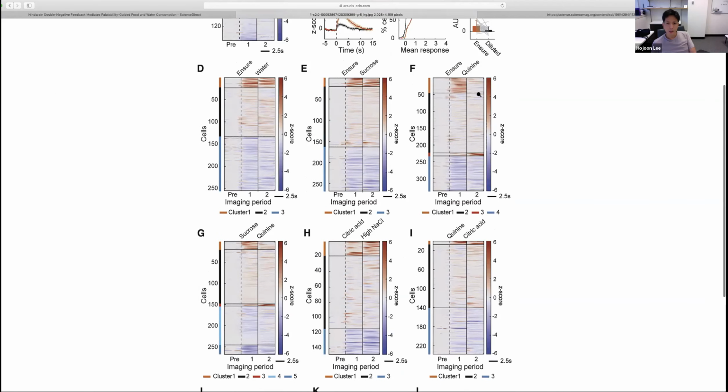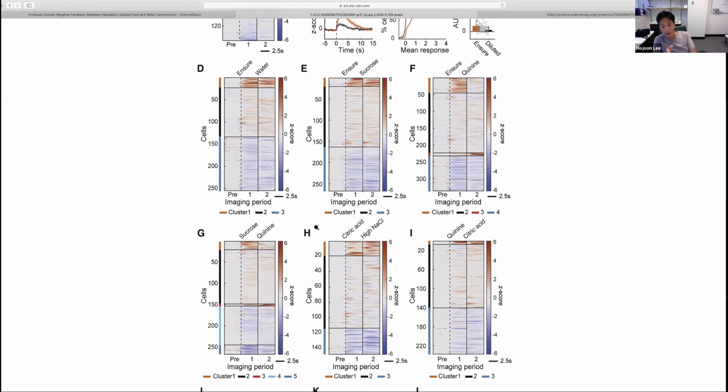I thought it was quite interesting to look at things like F, or F or G, where there's a switch from appetitive to aversive taste. And there's a quick dampening of these signals. In this sense, that's very reasonable.